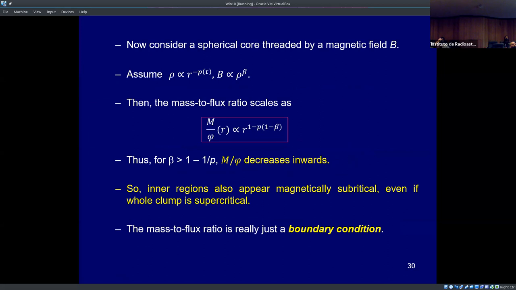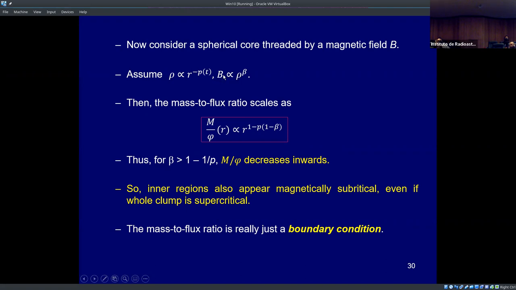And finally, just to end, about the magnetic support. It's very interesting because what I just said about the thermal support to give us the Jeans length also applies for the magnetic support. Because now let us consider a spherical core which is threaded by a magnetic field, and let's just assume, for the sake of discussion, though this is actually not very physically correct, because in particular we are not making sure that the magnetic field satisfies Maxwell's equations, for example.